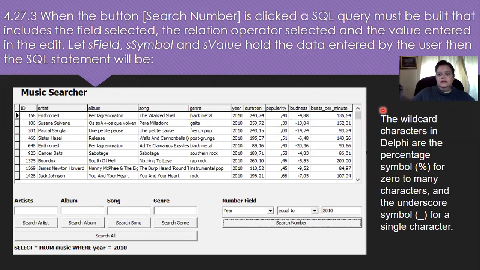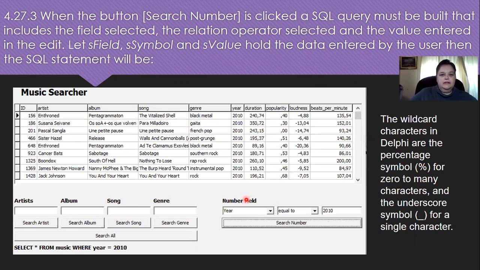So let's just quickly look at this section. The wildcard characters in Delphi are the percentage symbol for zero to many characters, and the underscore symbol if I only have a single character. So if I want one single character, I'm going to use the underscore, but if I want more than one, then I'm going to use the percentage sign. Okay, so over here, the user is now going to select the number field that they want to look at.